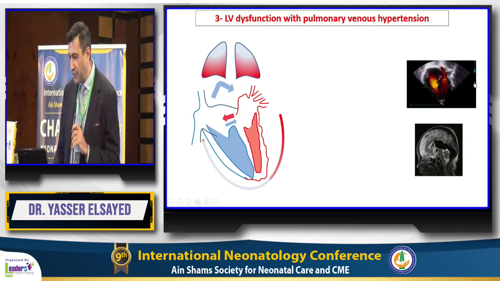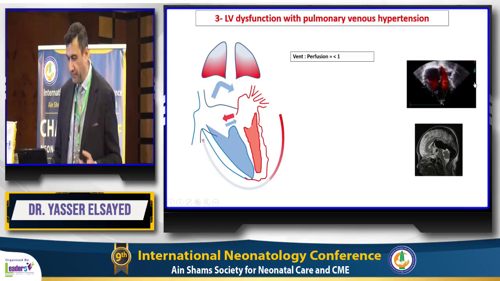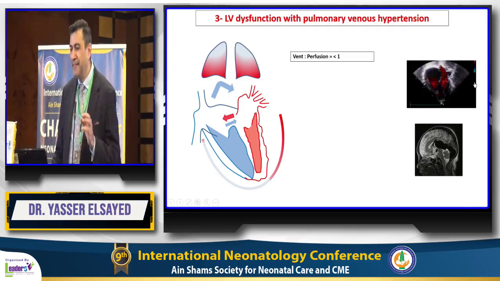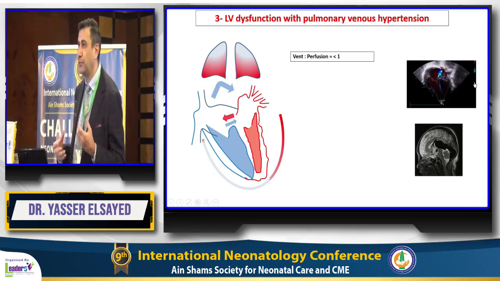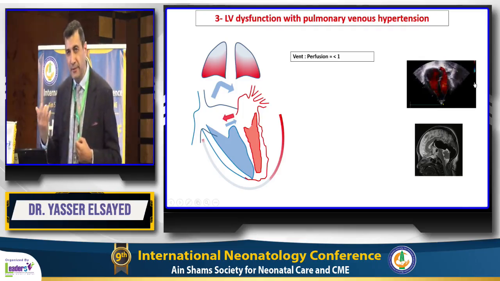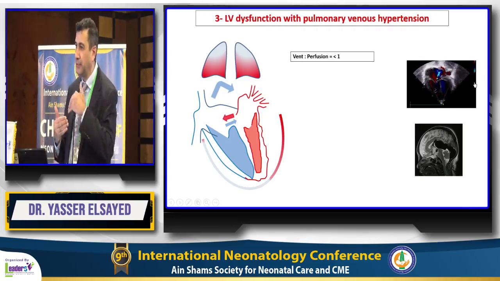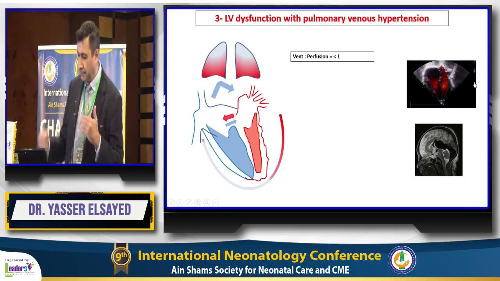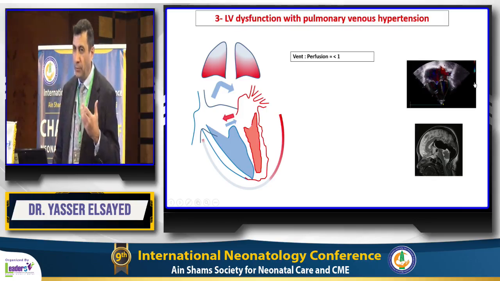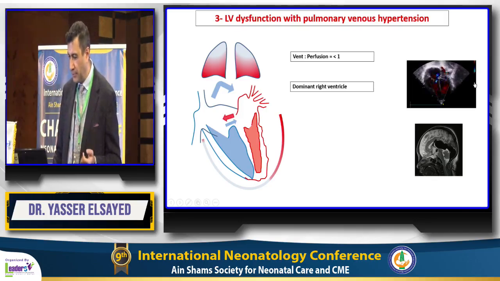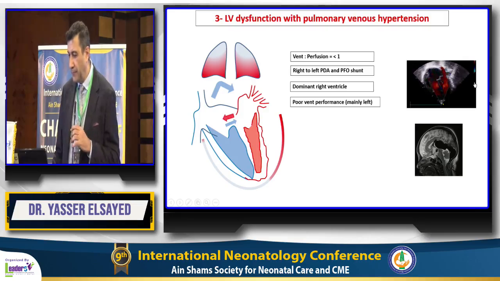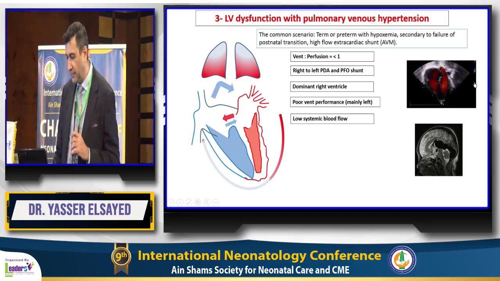It is LV dysfunction or pulmonary venous hypertension. So you have more blood flow through the lung because of high left atrial pressure, and because you have, in this case, LV dysfunction, the left ventricle cannot eject the blood out, so the blood will accumulate and reflect to the left atrium, causing more venous pressure, and this venous pressure will make the lung congested with blood, so the ventilation perfusion ratio will be less than 1. Dominant right ventricle in this case, poor LV performance and hypotension or low systemic blood flow.